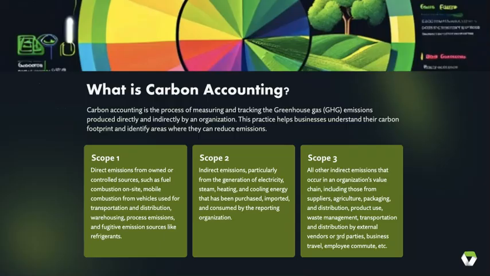So the first step is, what is carbon accounting? It's the process of measuring and tracking greenhouse gas emissions produced directly and indirectly by an organization. This practice helps businesses understand their carbon footprint and identify areas where emissions can be reduced, which is increasingly important in today's environmental landscape. There are three types of carbon emissions to track.